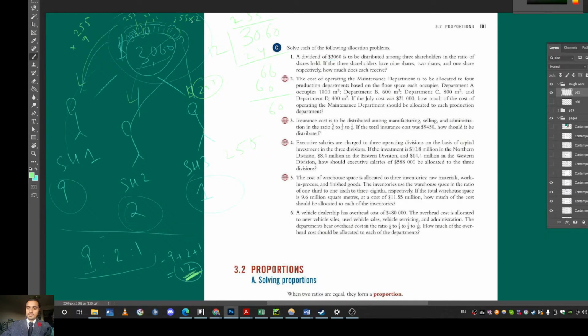255 multiplied by 2: 200 multiplied by 2 is 400, 50 multiplied by 2 is 100, so 510. This guy got $510, this guy got $255. And this lucky one, $255 multiplied by 9. Let's multiply 255 by 9. So this guy got $2,495.